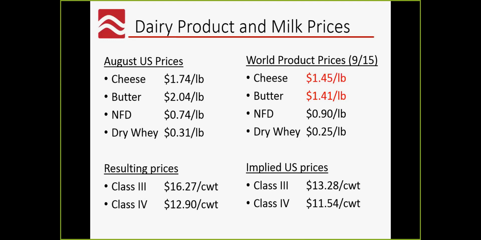You look at it versus the September 15th world prices. Cheese $1.45, and that's up 12 cents from the month before. Butter $1.41, and that's up a dime. Non-fat dry milk, and as you can see, we're competitive on the powders, which is the only thing we've been really exporting a lot of.